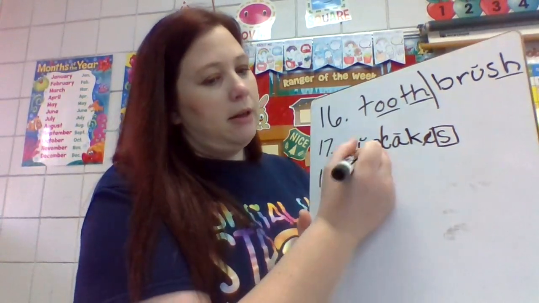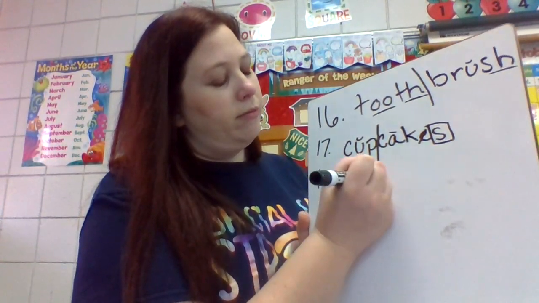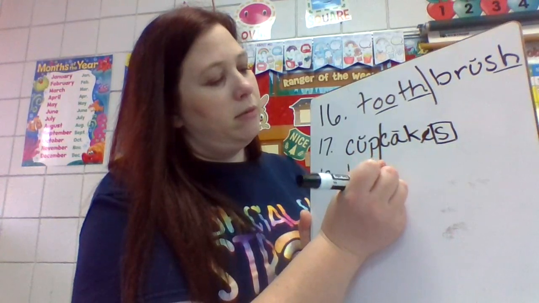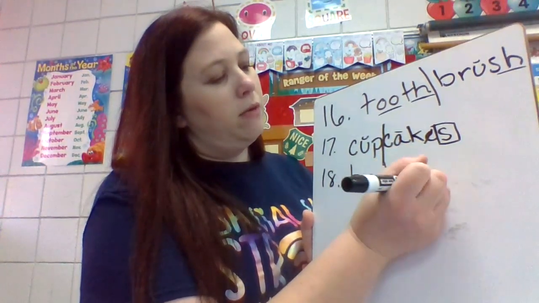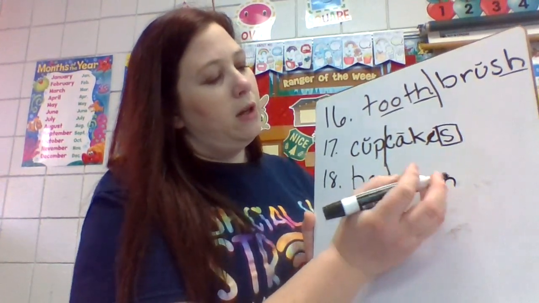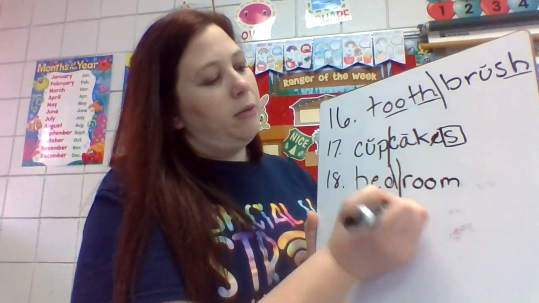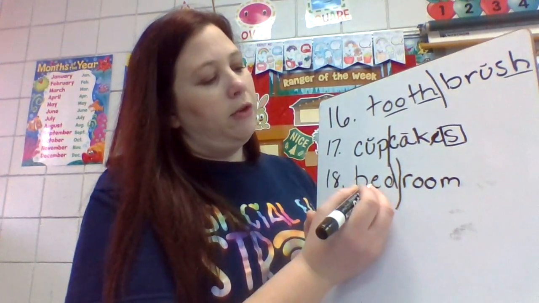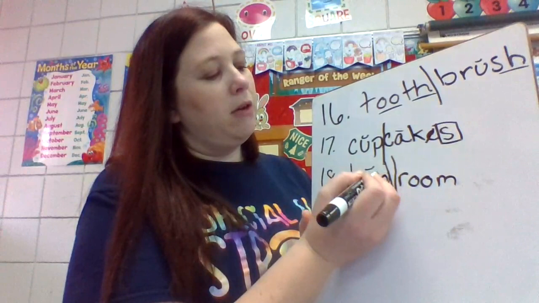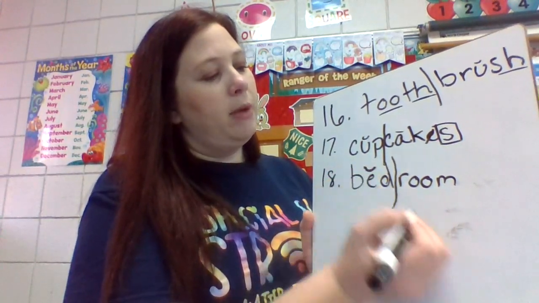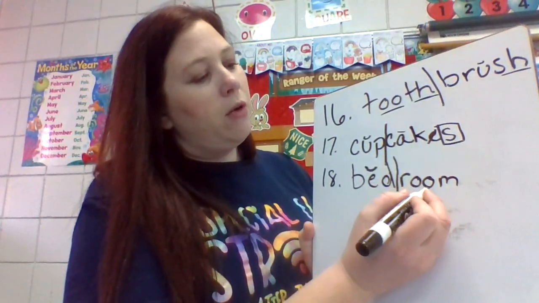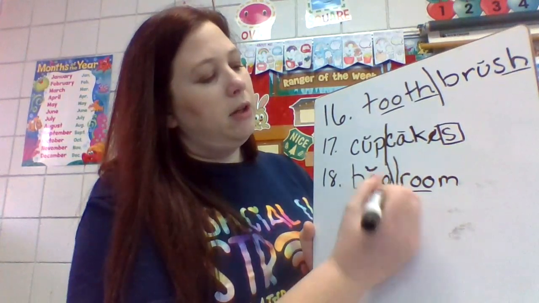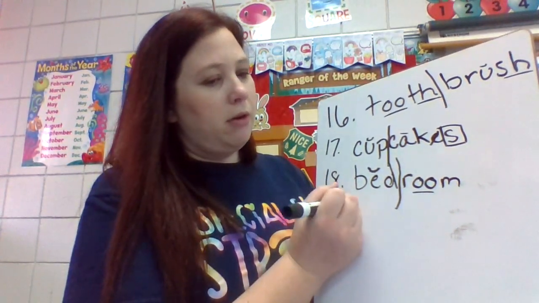Number 18, bedroom. Bedroom. So we draw our line in between our two words. Here we just have vowel, consonant, gets the macron. It kind of looks like a breve, macron. And then we have our OO, that gets underlined, and then we have bedroom. That's all we have to do to that one.